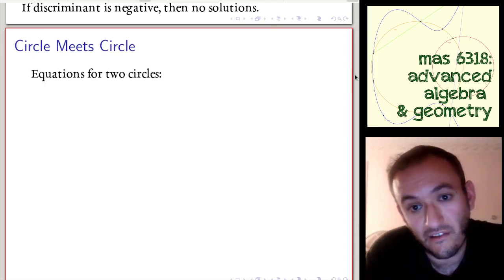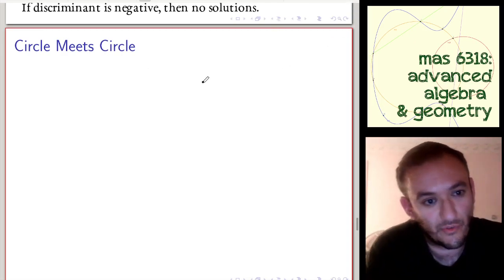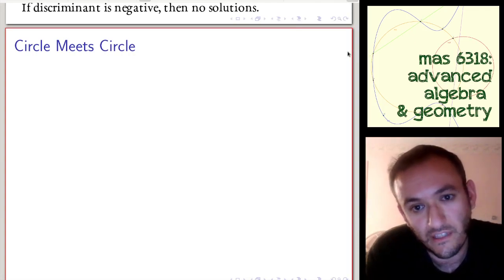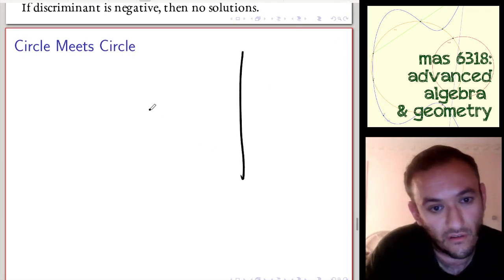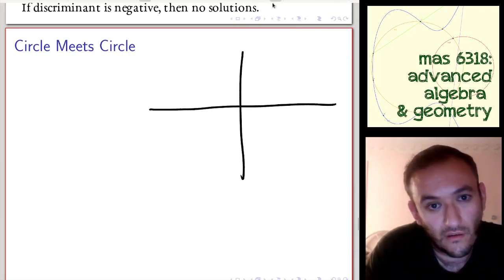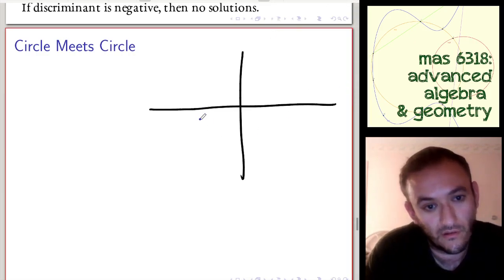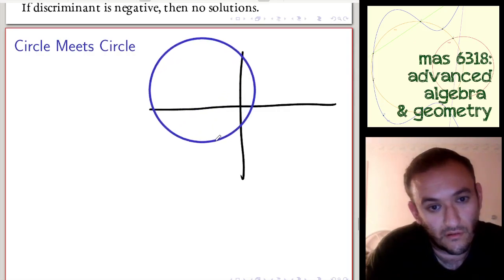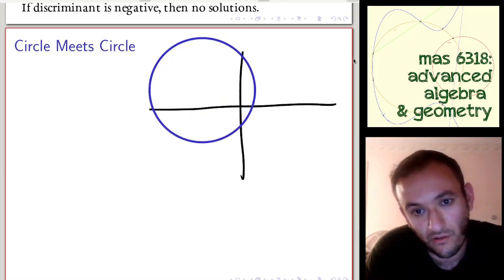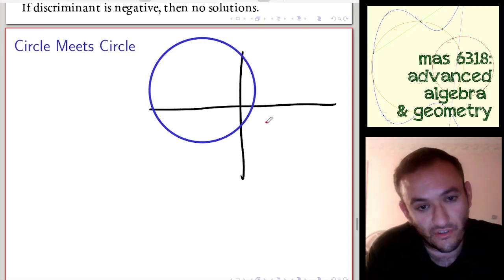We're going to have, well, actually, before doing that, let's draw the situation. So we have a blue circle. Okay, and now let's think about how other circles might meet it.